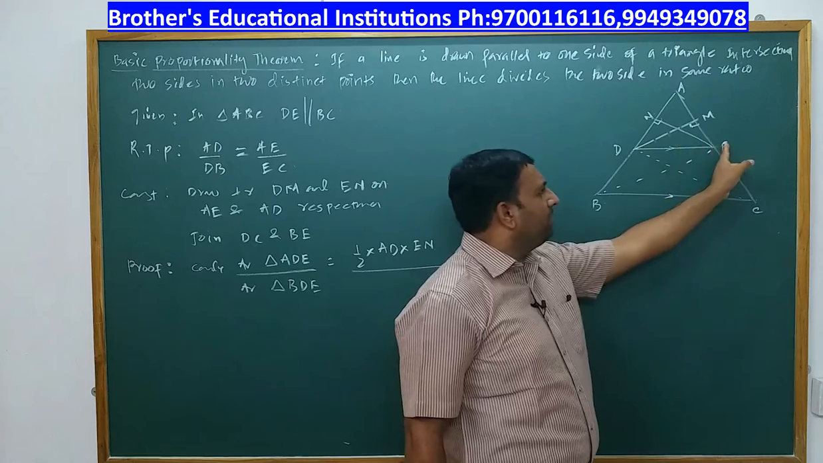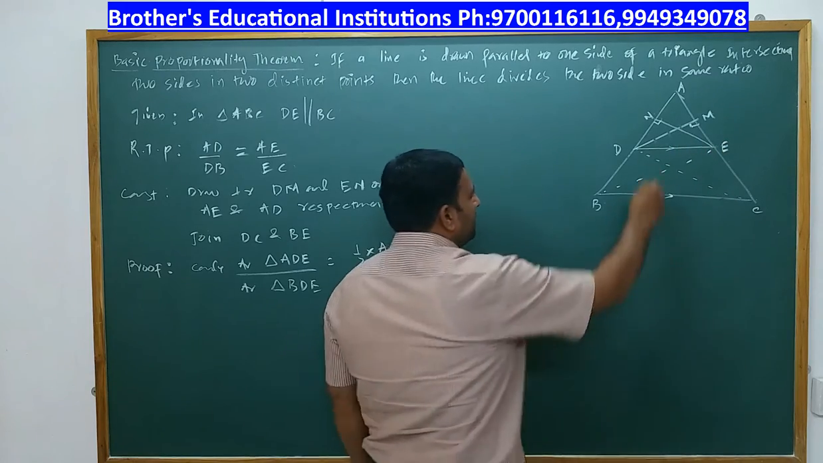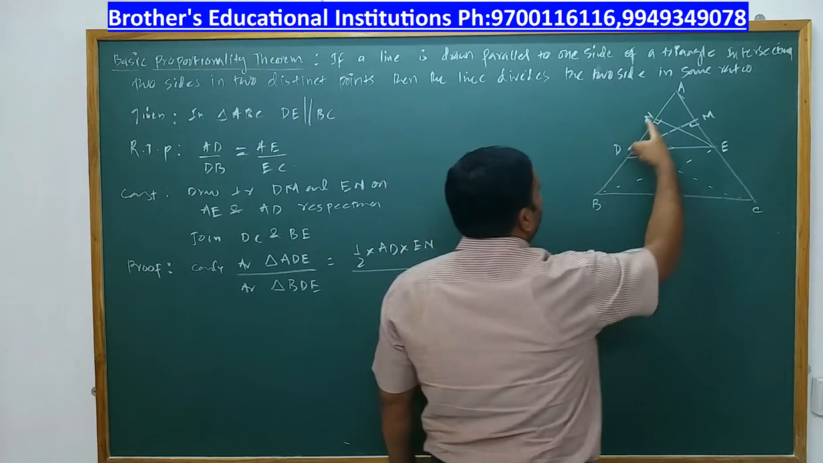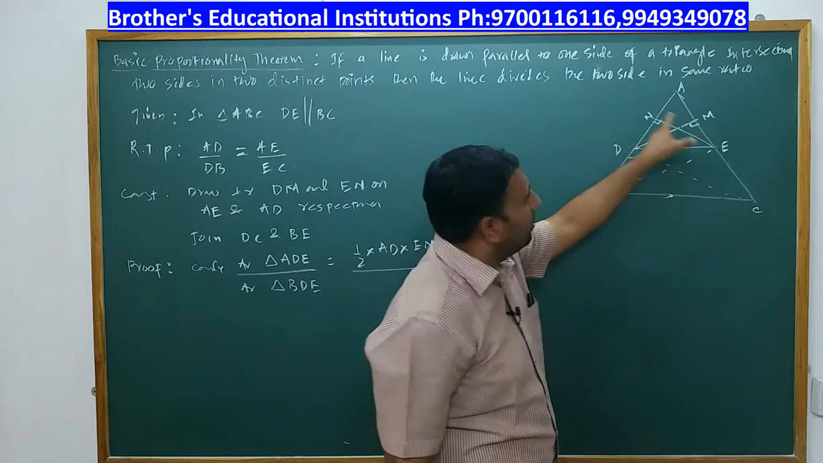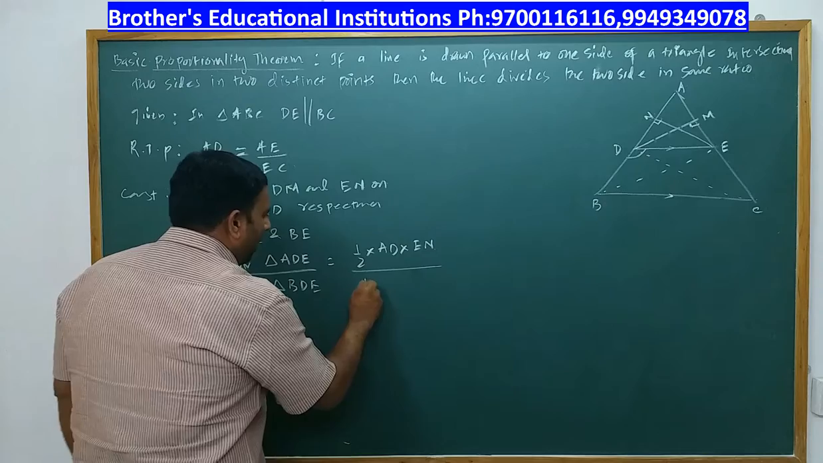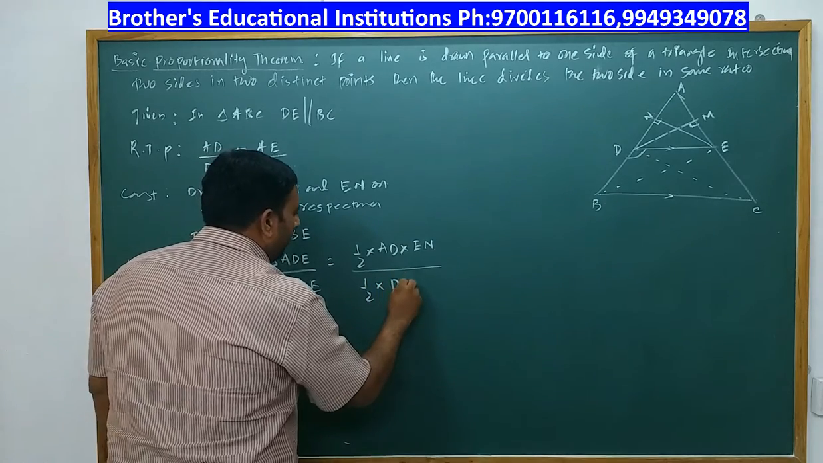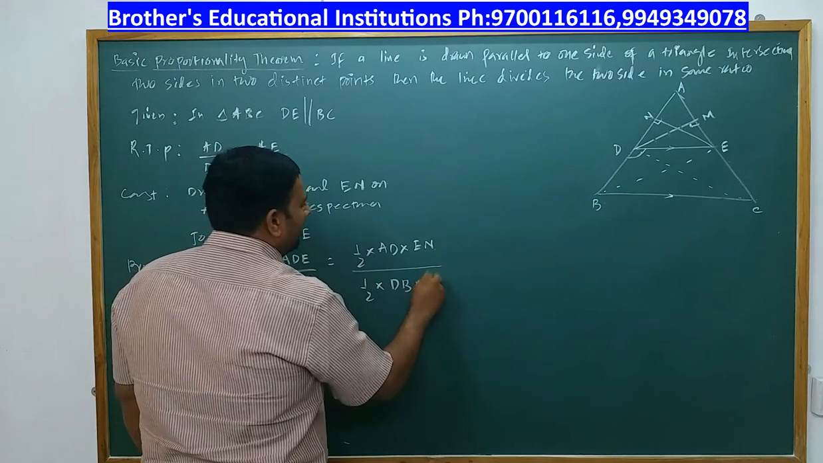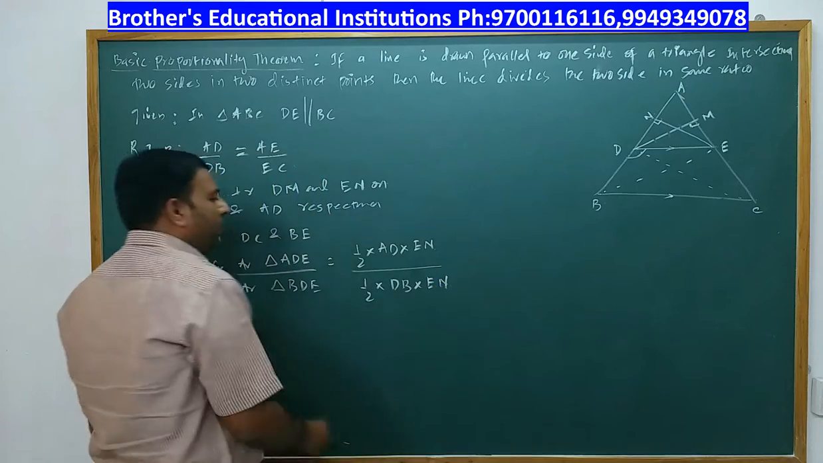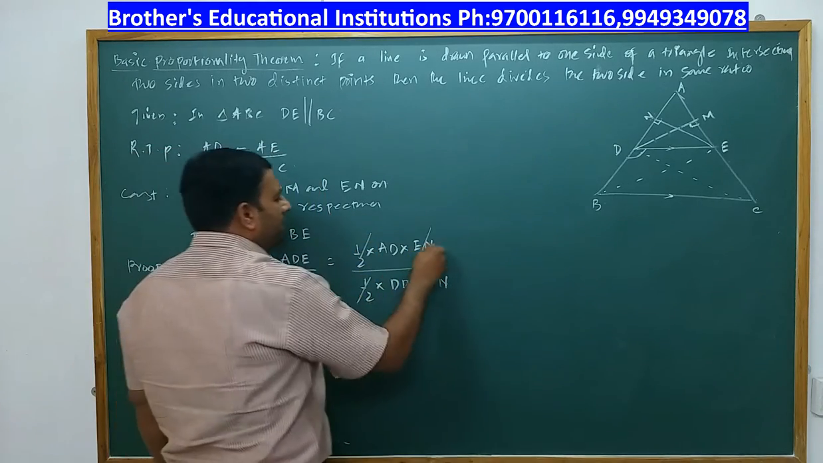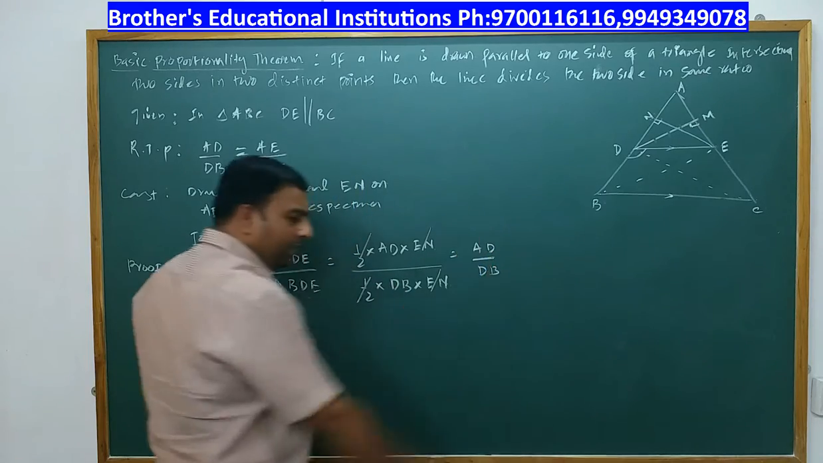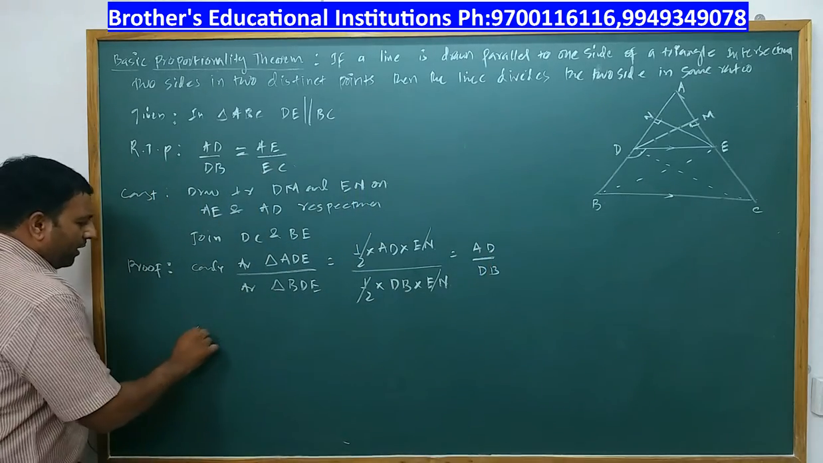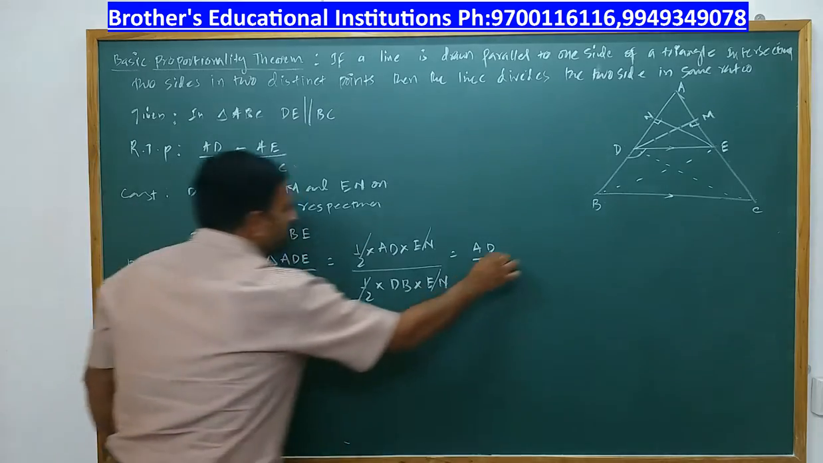Similarly, how do you find the area of triangle BDE? See, BDE is an obtuse angle triangle. This is an obtuse angle. For an obtuse angle triangle, the height will lie outside, right? So if I take the base as BD, the height will be EN. So it will be half BD or DB into EN. And you can see half EN cancel. You are left with AD by DB. All right. Call this equation 1.